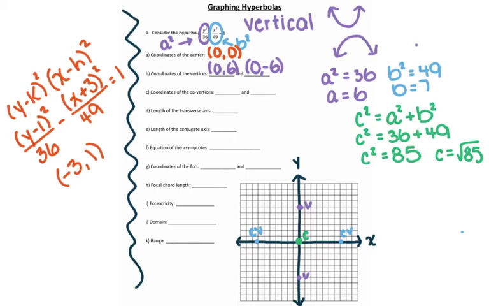Okay. Making the ordered pairs, (7, 0) and (-7, 0).